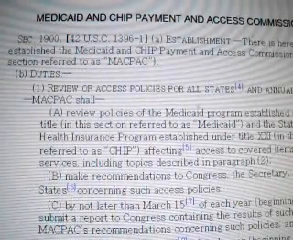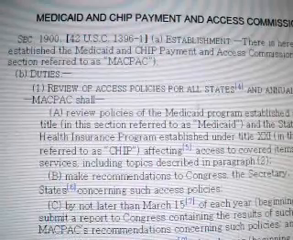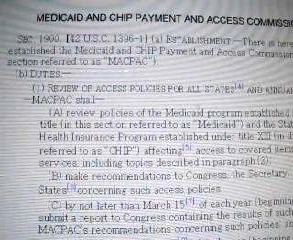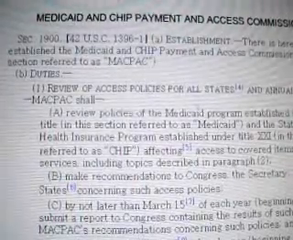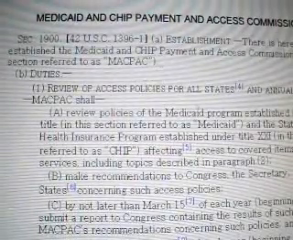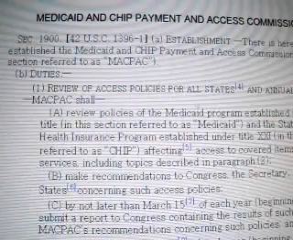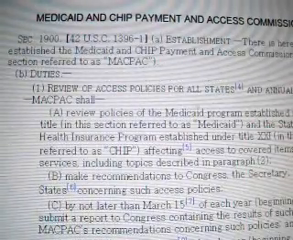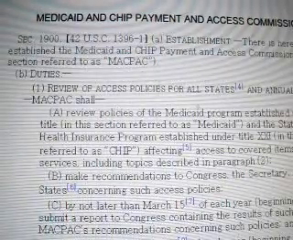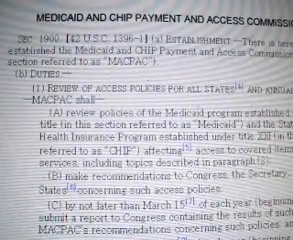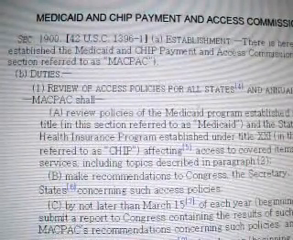If a state has one exchange covering more than one insurance market, the Secretary shall meet the requirement of clause 1 separately with respect to each such market. Wow, that's a lot. So now you're basically finding out which plans are going to cover abortions, which ones aren't. When you go to the state exchange, one plan is going to cover abortions, one plan is not. That's basically what that says.